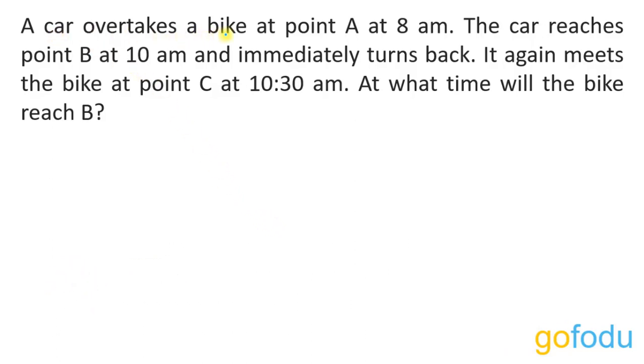A car overtakes a bike at point A at 8 am. The car reaches point B at 10 am and immediately turns back. It again meets the bike at point C at 10:30 am. At what time will the bike reach B?